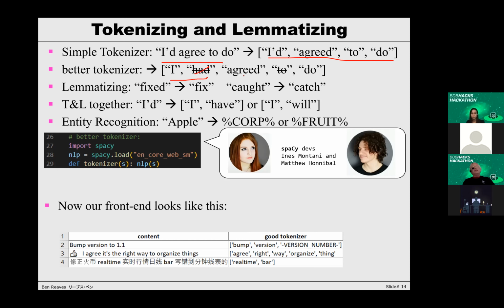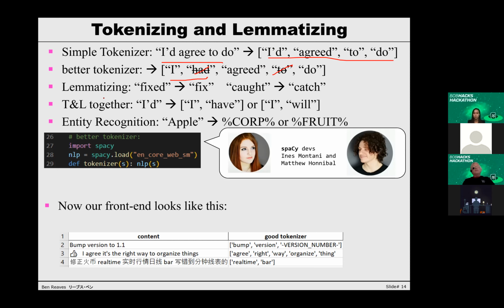Agreed is okay, we can leave that. To is a pretty common word, so let's get rid of it. Do, that's a verb, that's an infinitive, that's good, keep it. Do, done, did, they should all map to do, that's fine. Okay, so "I agreed do" is what this really should map to, okay?